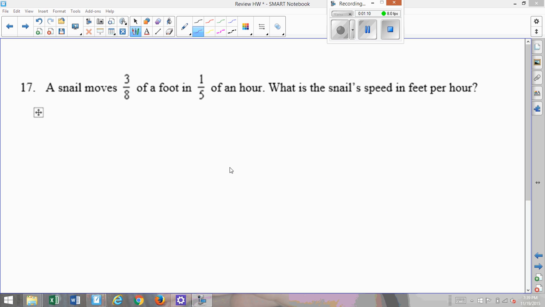Okay, a snail moves 3/8 of a foot in 1/5 of an hour. What is the snail's speed? So speed in feet per hour. So we're looking for what is his speed in feet per 1 hour. So we're going to set our whole ratio equal to that. Well, make sure that our labels are the same because we label.